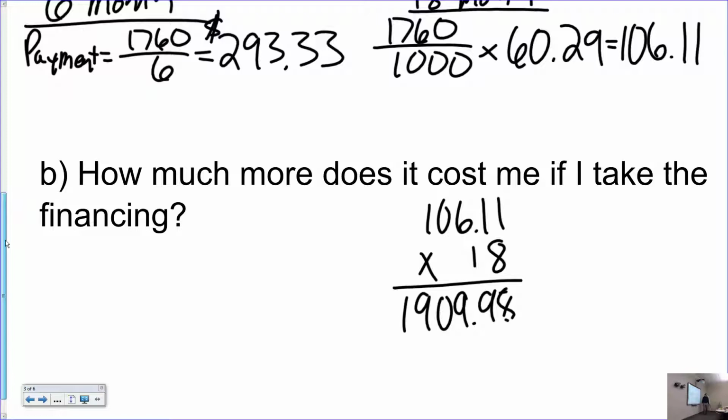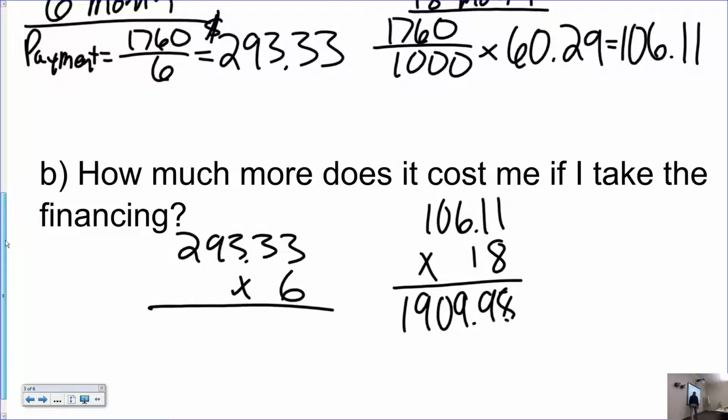When we calculate, can I ask my question now? Okay. When you calculate 293.33 times 6, what do you get? That wasn't what I was going to say. 17. Okay, sorry. Ask your question now. So I don't know if it makes a difference or not, but when we calculate the total of what you end up paying, you throw that down payment back in there.